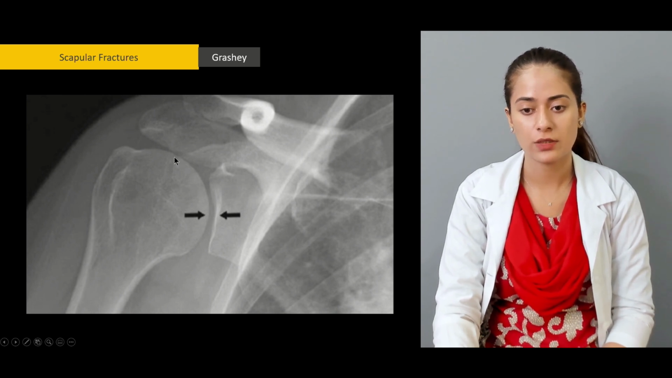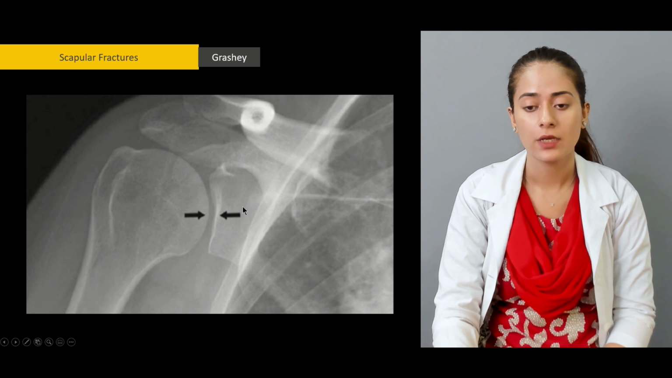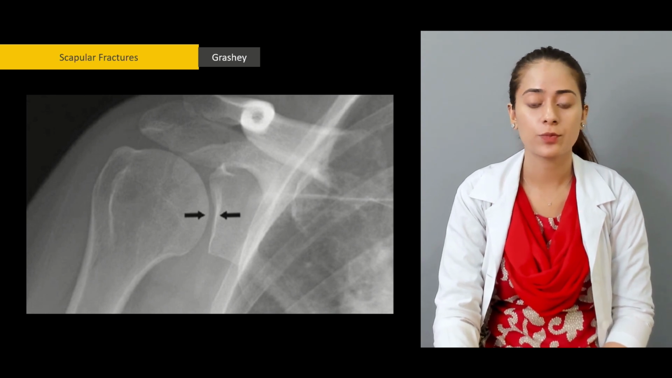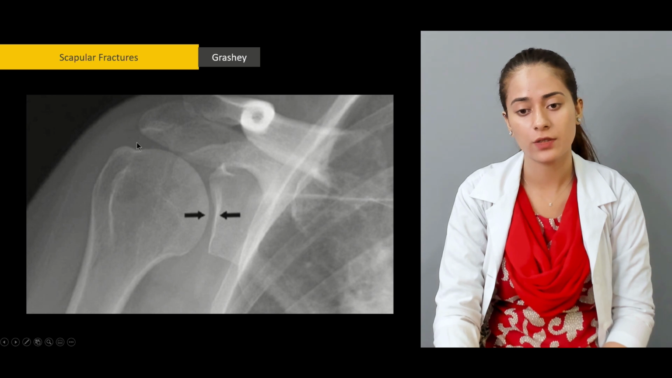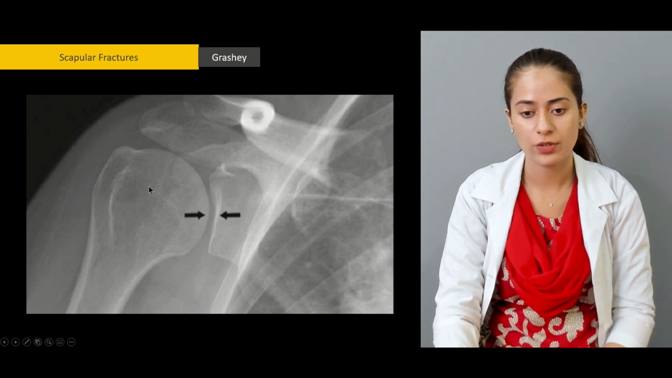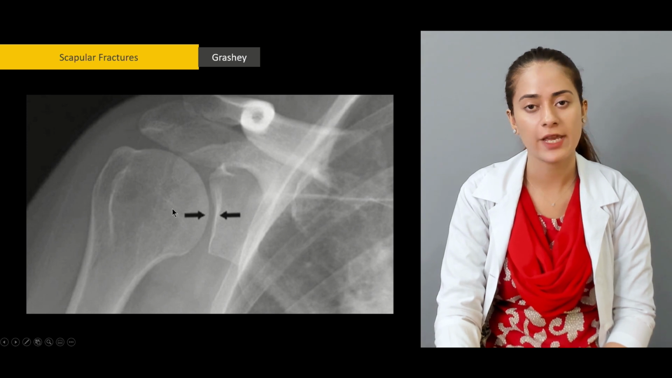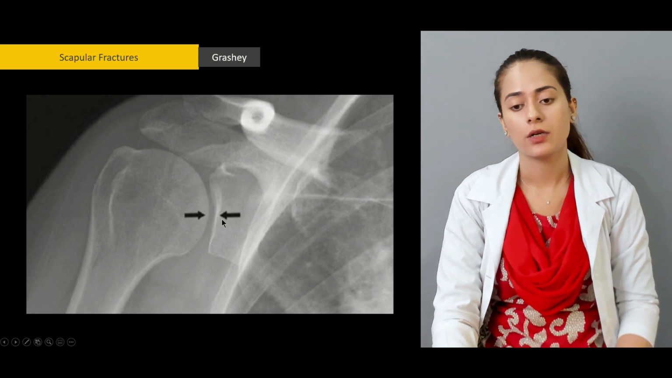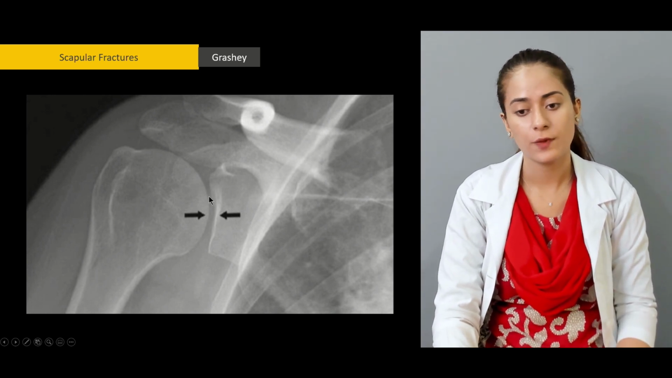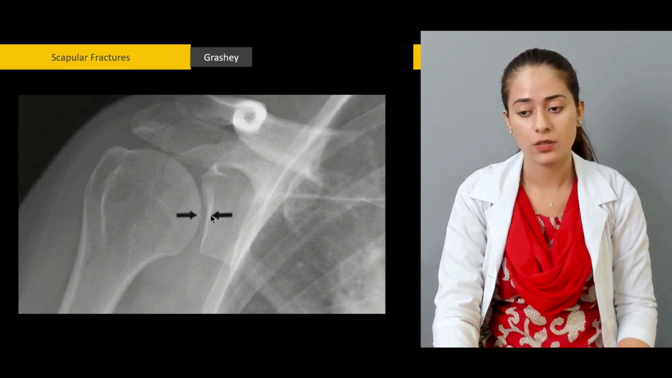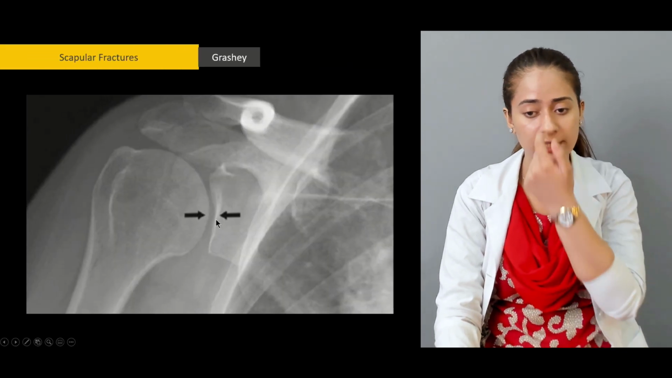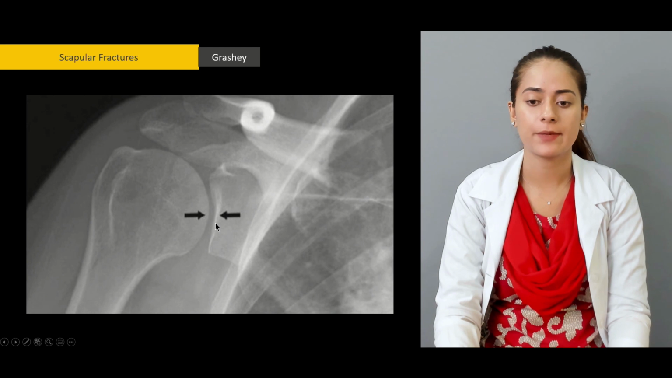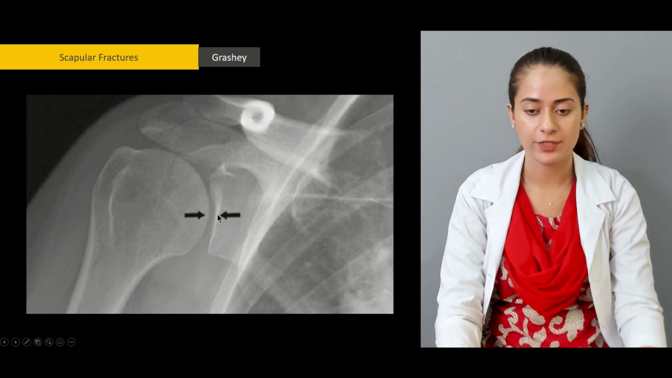So in the Grashey view, we can visualize the entire humeral head and the glenoid cavity without any overlapping. In any other position, there is always overlapping of the glenoid and the humerus. Sometimes the glenoid is present right in the center of the humeral head, like we saw in the Y view. So in the Grashey view, we can see this space, which we talked about, which is normally 7 mm for males and 6 mm for females. So this is the Grashey view.